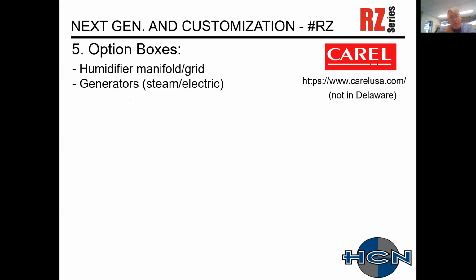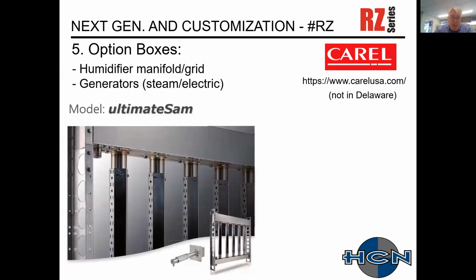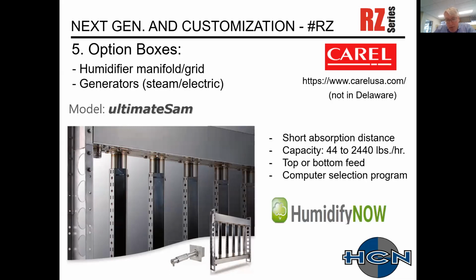There's the humidifier manifold or the grid, and then the actual humidifier generator that could be used with electric or steam energy. So here's a picture of Carel's Ultra-SAM manifold. They do, like all manufacturers, have very short absorption distances from 9 inches to 24 inches, up to 48 inches available with these large capacities. In terms of flexibility, the supply steam to these manifolds can be fed from the top or the bottom.